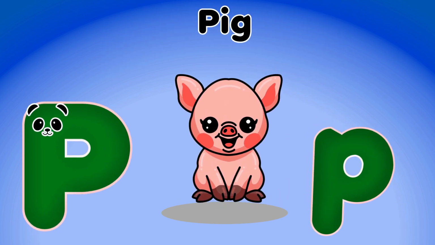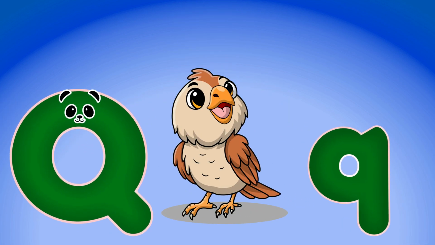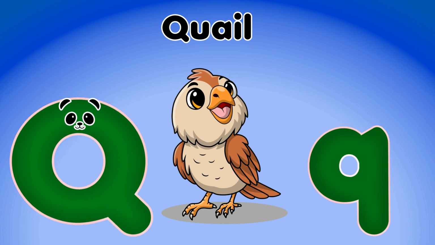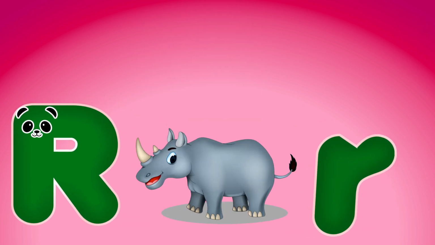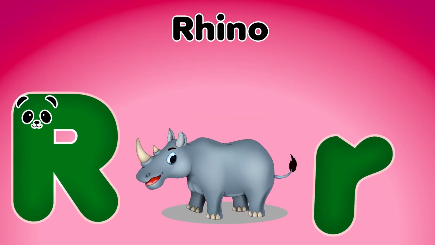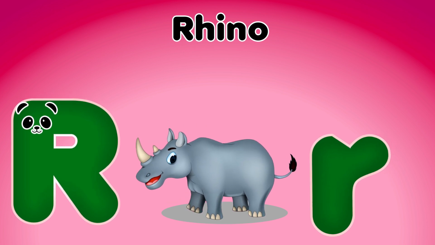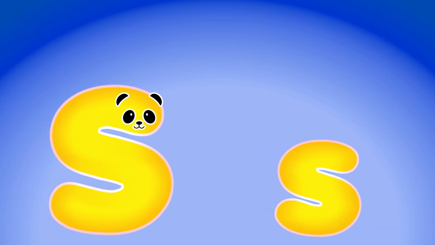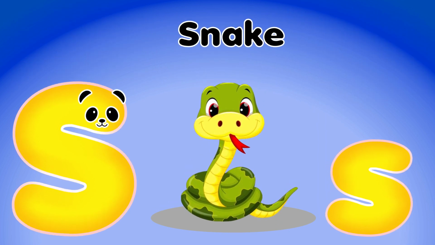P, pig. Q is for quail, Q, Q, quail, Q, Q, quail. Q, quail. R is for rhino, R, R, rhino, R, R, rhino, R. Rhino. S is for snake, S, S, snake, S, S, snake.